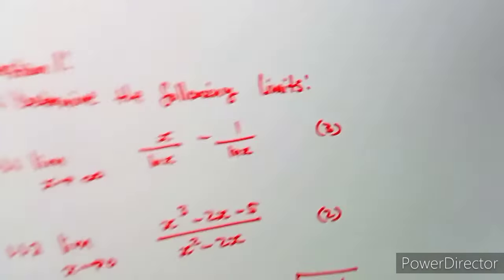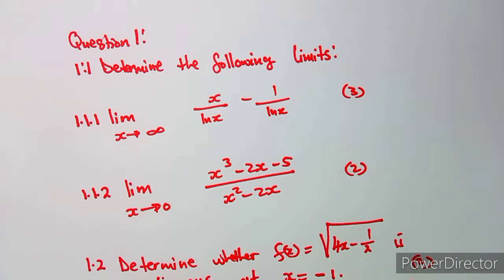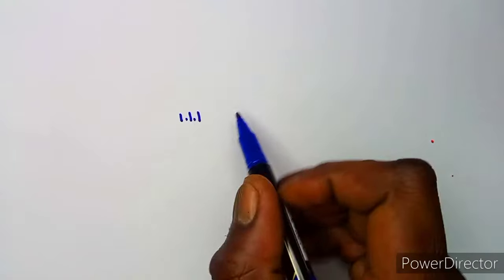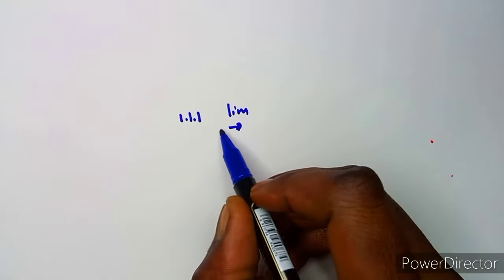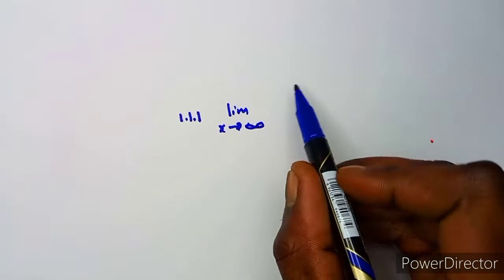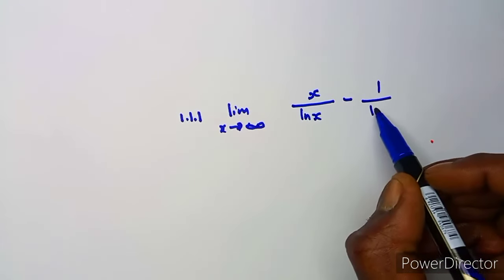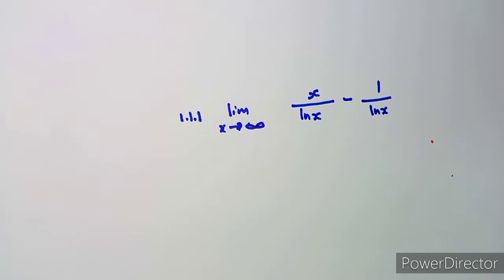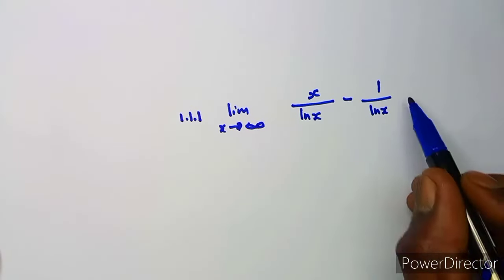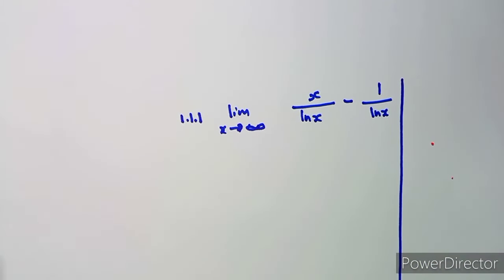We are going to move on to another question paper that I had here, which is to determine the following limits. That's another question paper that I just got. When x is approaching infinity on this given function, where we have x over ln x minus 1 over ln x. So these are separate fractions. It's going to be difficult for us to realize what's happening here. So the best is to combine them into a single fraction.